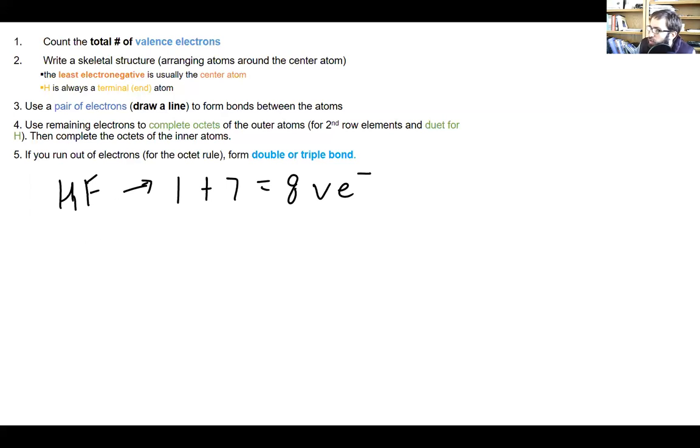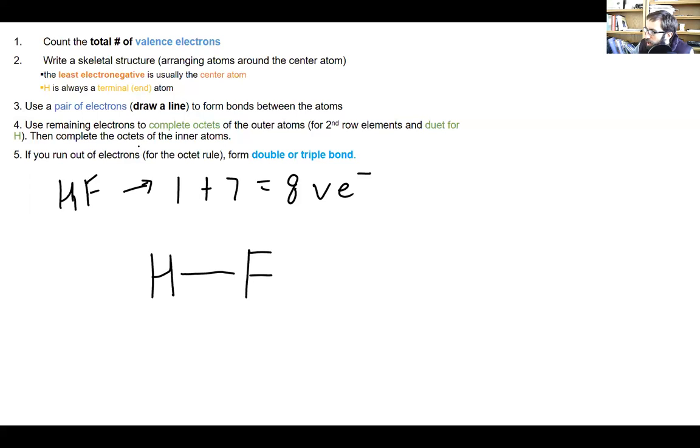Now it says write a skeletal structure arranging atoms around the center atom. The least electronegative is the center. Well, there are only 2 atoms here, so there's no center. The skeletal structure just looks like H and F next to each other. You're only going to have a center if there are at least 3 things, so there's just one on each side. Now, use a pair of electrons to form bonds between the atoms. That's going to be a line, so that represents 2 electrons.